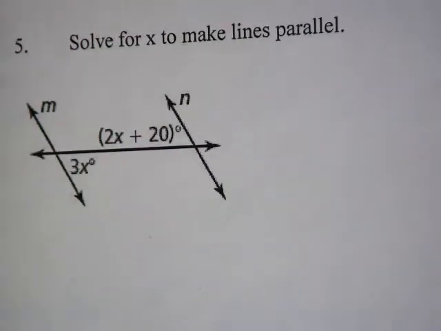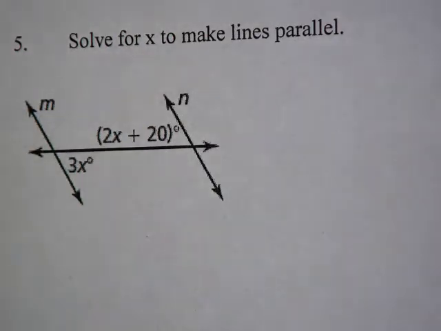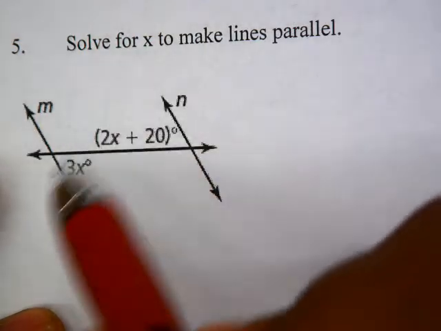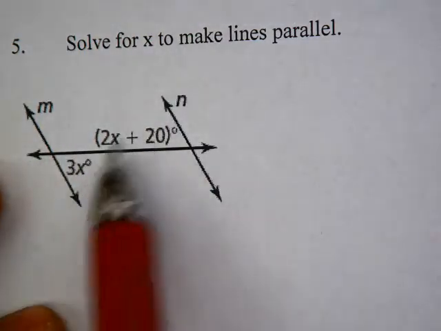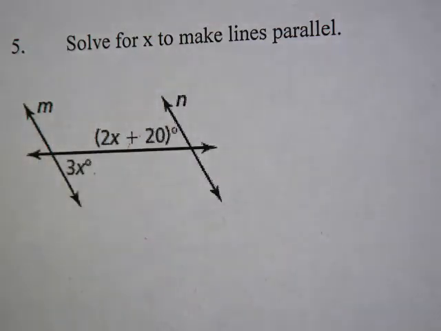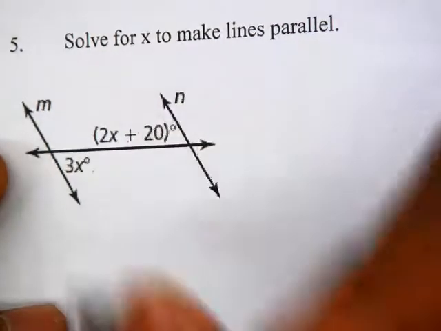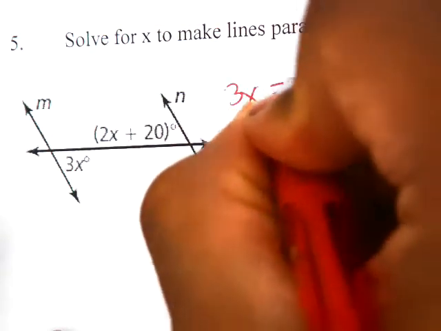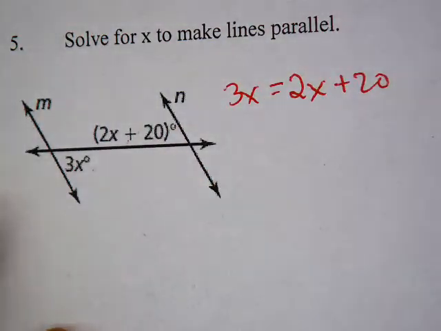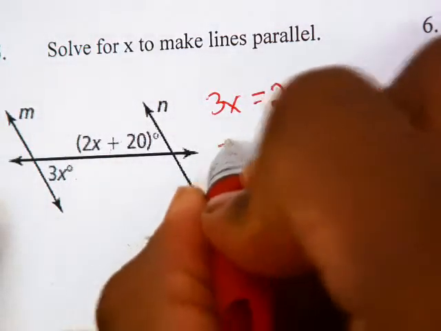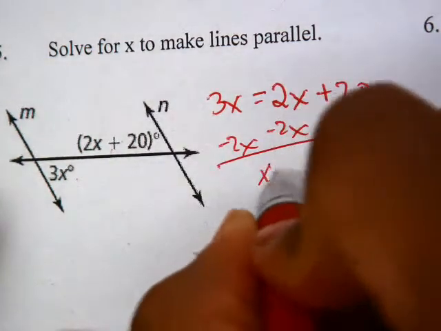So in number 5, I need to solve for x to make these lines parallel. Well, these angles are alternate interior angles because they are on opposite sides of the transversal, but in between these two lines. If these lines are going to be parallel, these alternate interior angles should be equal. So 3x should equal 2x plus 20. So if I solve this, subtract 2x from both sides, I get x equals 20.